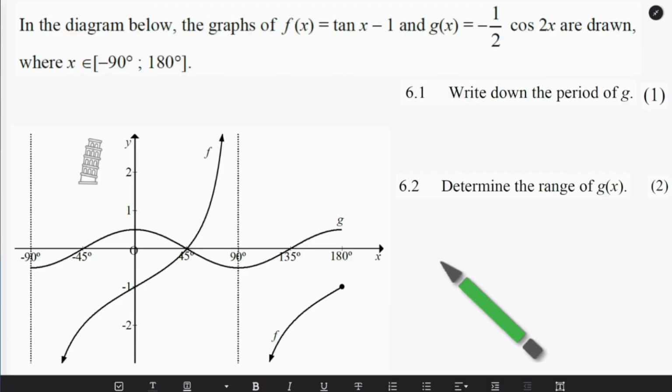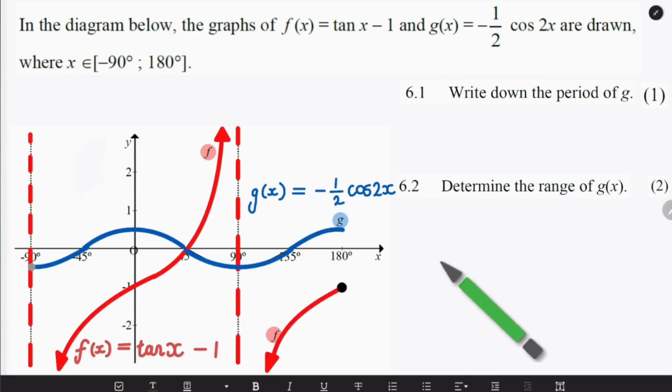Okay, so I'll always start by color coding my graphs. This makes a very distinguishable difference between the 2 functions. Now firstly, we need to write down the period of g. g is our blue graph.